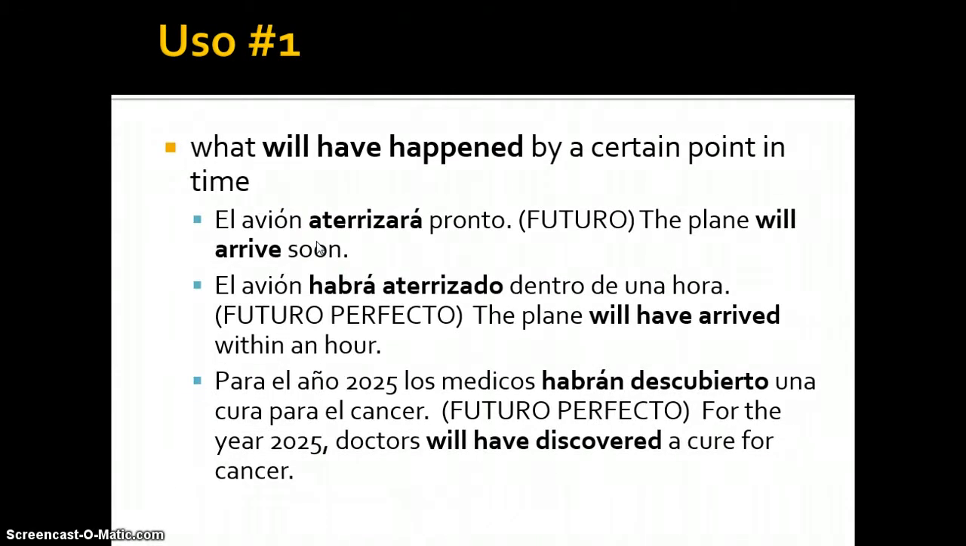The first use of the future perfect is to say what will have happened by a certain point in time in the future. So rather than just saying the plane will land or will arrive soon, we could make a future reference by saying within an hour the plane will have landed, which is the second example. Or in the third example, for the year 2025, doctors will have found, habrán descubierto.